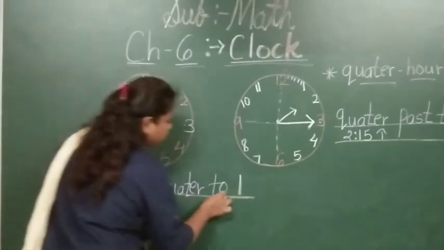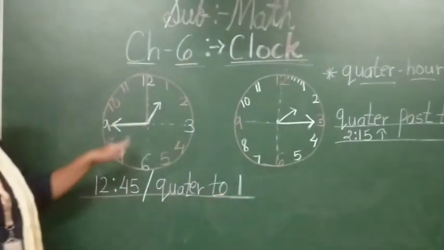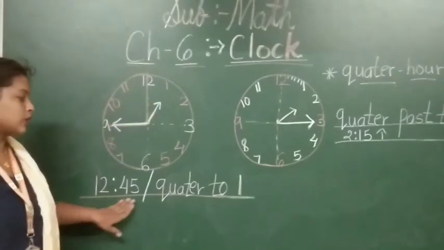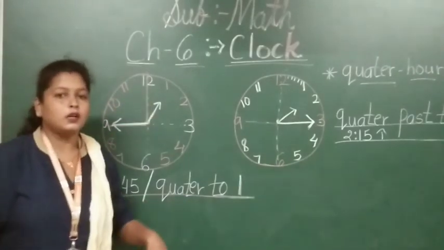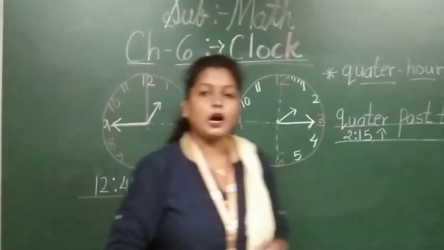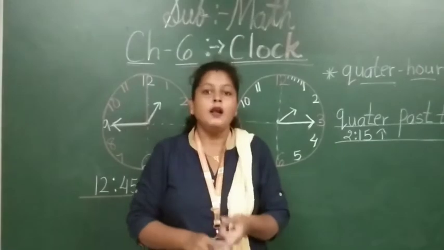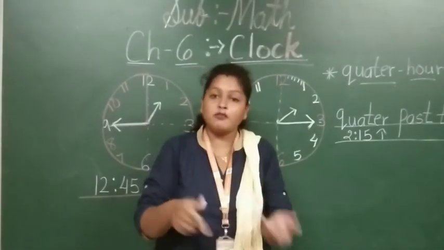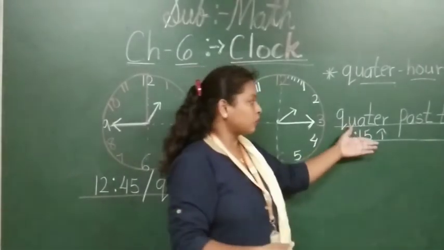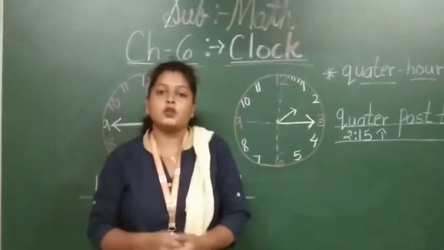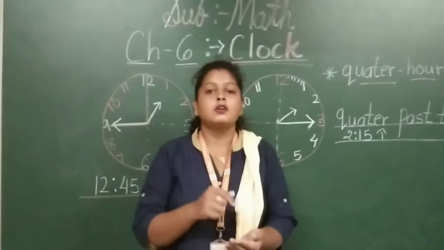Quarter to 1. As I told you, a quarter part is left before 1 o'clock. That is why we will write quarter to 1. Okay, so here we completed how we will see the clock. First we had learned how to see the full hours. After that we had learned about the half past, and after that we learned about a quarter past and quarter to 2. Okay, so here we completed our clock timings.